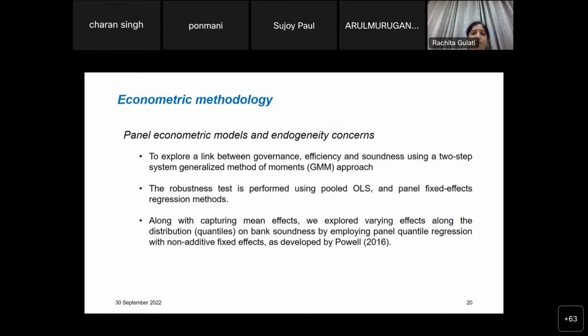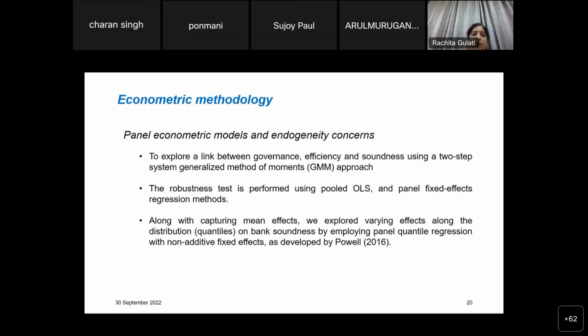For the purpose of developing a linkage between governance, efficiency and soundness, we have used the two-step system GMM method. Robustness tests in the study are performed using pooled OLS and panel fixed effects methods. Along with that, we have also explored the varying effects along the distribution of bank soundness by employing the panel quantile regression as developed by Powell 2016.